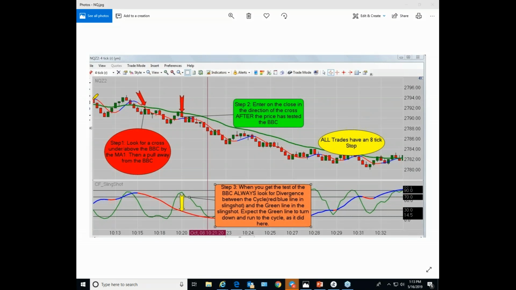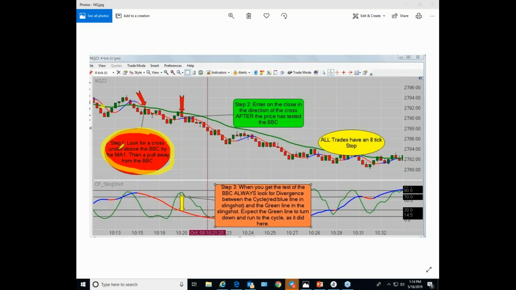Now the buzzwords here. We're going to work on the top portion of the chart. The red and blue line here is referred to as the MA1. Nothing really fancy about it, just moving average 1. And the green line is called the BBC, which is short for bullish bearish cross. Together that leads us into step number 1, which is this.